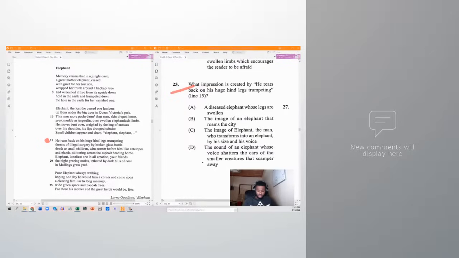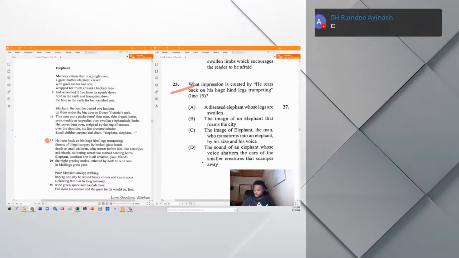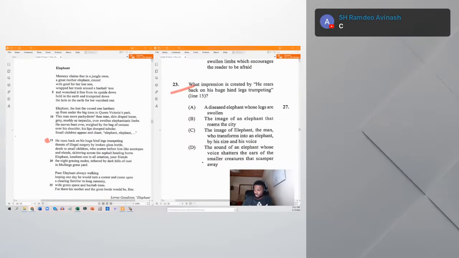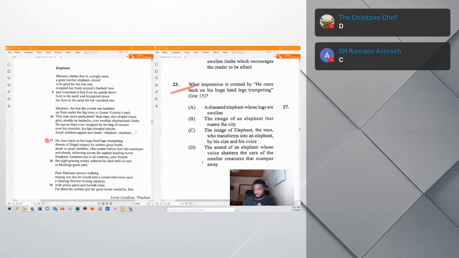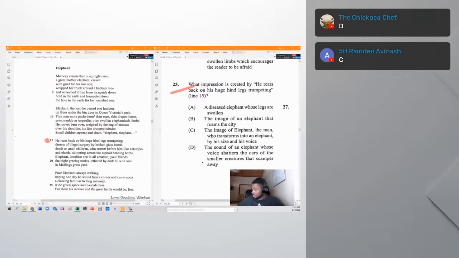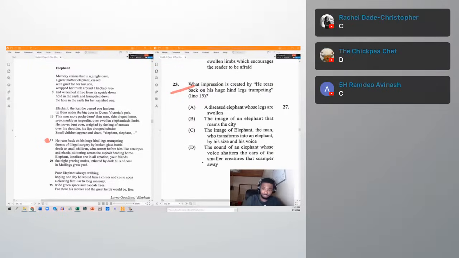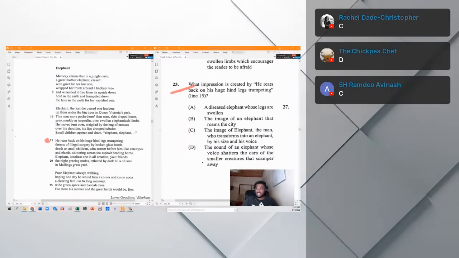Number 23. All right, so one answer thus far. I see D, I see C. We're at 23. What is the impression created by this line? He rears back.